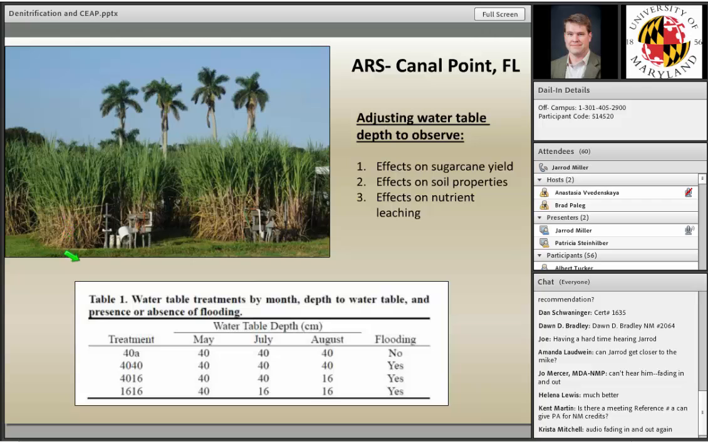And they're looking at the effects on sugarcane yield, soil properties, and nutrient leaching if they vary the water table level. So they have a 40 centimeter depth in May, and they can vary to 16 centimeters in different treatments in August. And they also flood and don't flood it. The actual treatments aren't important in what I want to tell you because we didn't see many differences. Just want you to understand what the project was.